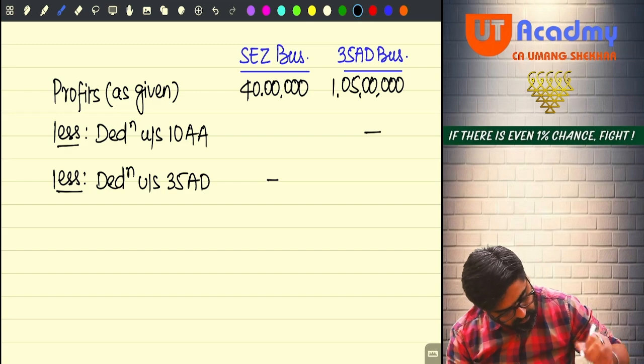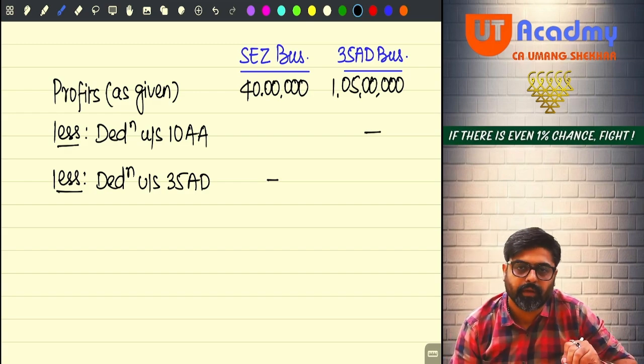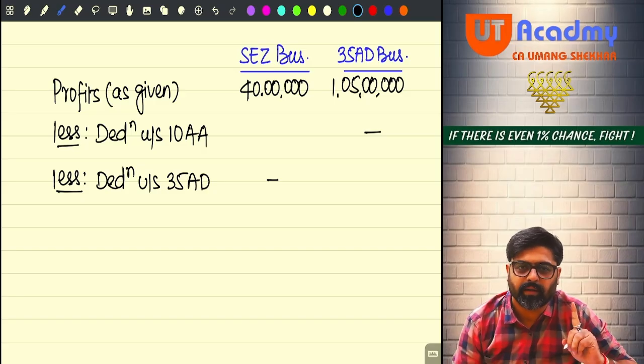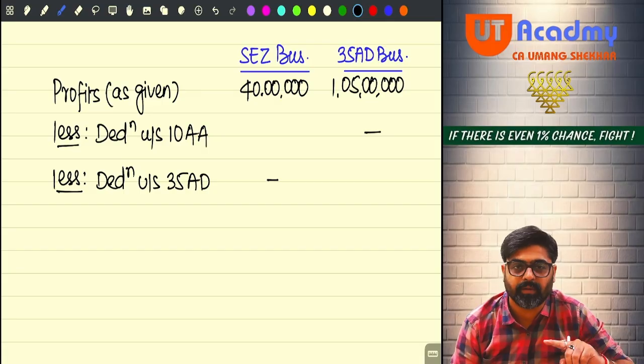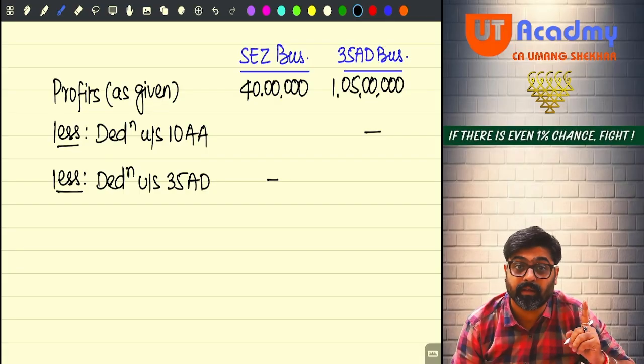Not from the first one, but from the second one. Now pay attention. Do you remember I taught you 35AD? That time I told you if you are claiming 35AD for a specified business, then you cannot claim 10AA for that same business.